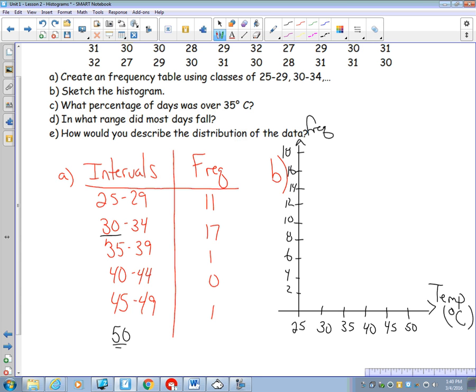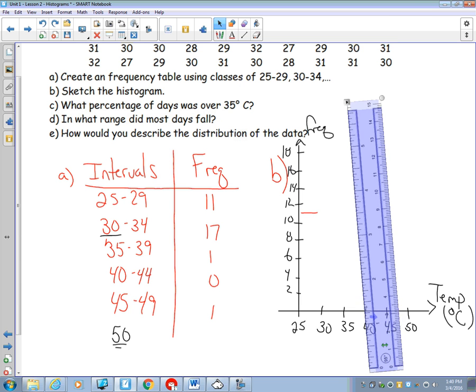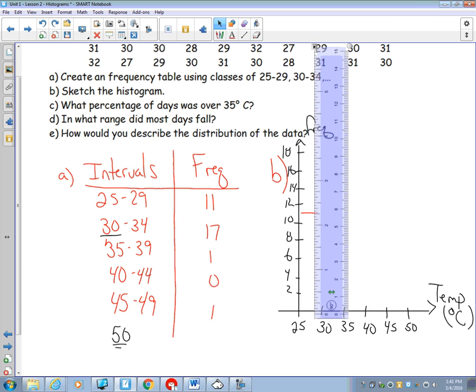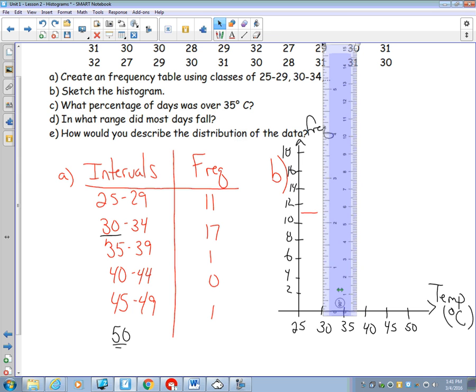Okay, so we need to sketch this. So what do we got? 11 for the first one. So 11 is right there. I'll make this nice this time. Use a ruler. So 11 would go right there.